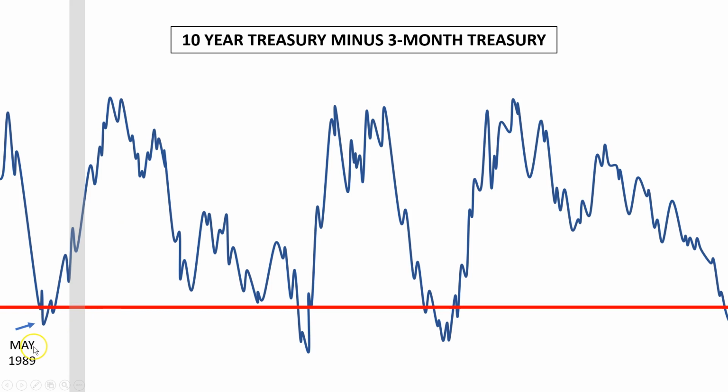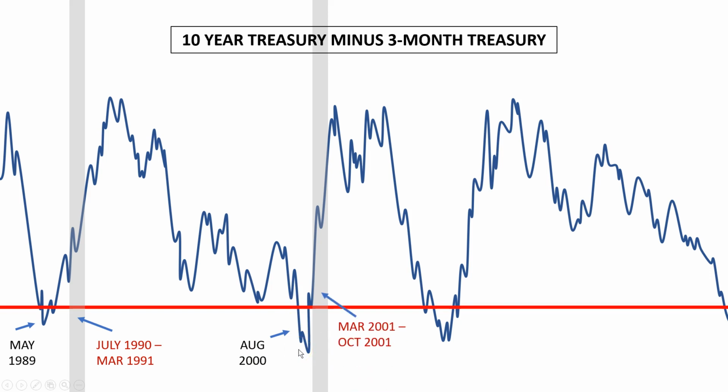So what we can see is that in May of 1989, the spread between the 10-year Treasury and the 3-month Treasury actually went negative. In other words, it went below this red line. That was then followed sometime within the next 18 months, in July of 1990 through March of 1991, by a recessionary period. If we follow this line, again, we have a recession. August of 2000, the line dips below the red, as you can see, and then within 18 months of it dipping, from March 2001 to October 2001, we entered into another economic recession.